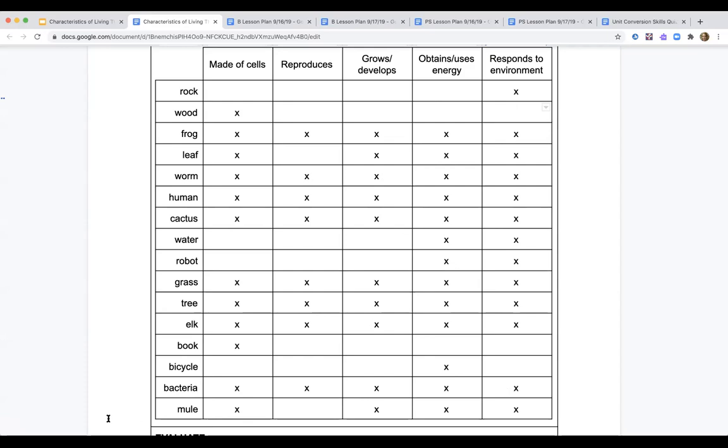So now the mule is the tricky one. Why is it marked like this? Well, a mule is a cross between a horse and a donkey. When a horse breeds with a donkey, you get a mule. It is a living creature. It can grow and develop. It is definitely made of cells. It eats and it works. It obtains and uses energy. It definitely responds to its environment.